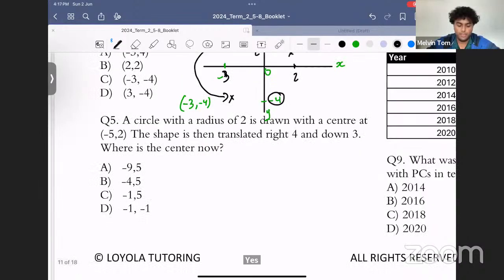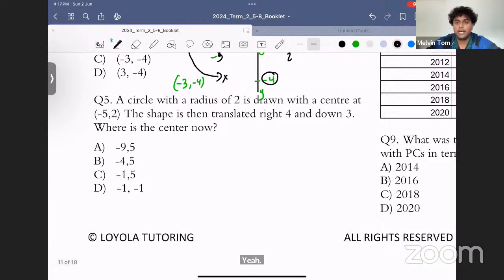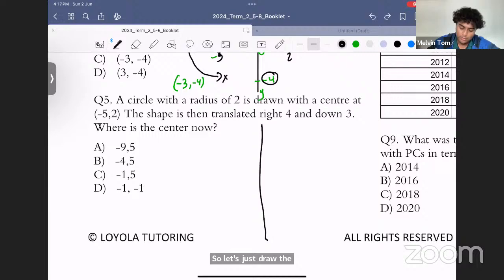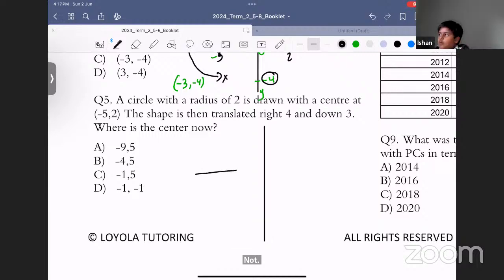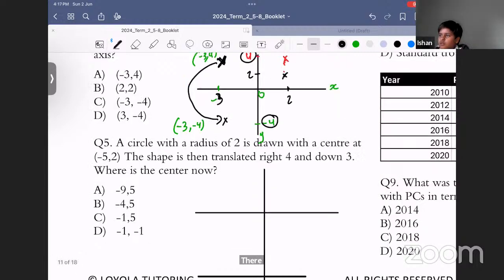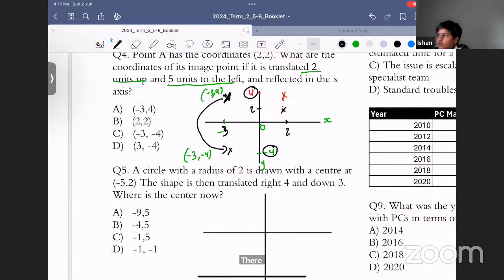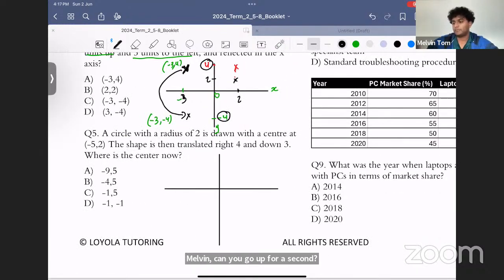So question number 5, we have a circle with a radius of 2, and it's drawn with the center at -5 and 2. So let's just draw the map there. Melvin, can you go up for a second? All right.